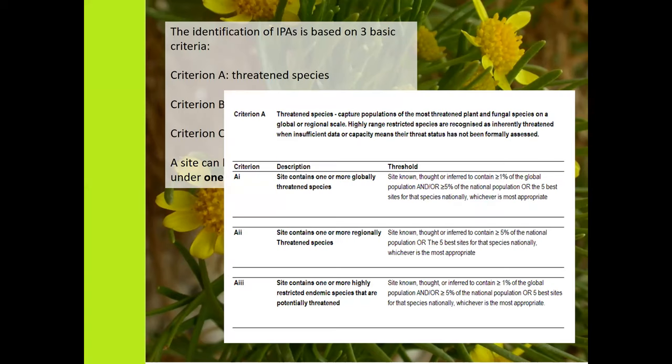But under each of these criteria, there are a number of sub-criteria and threshold levels which provide the detail of how you actually go about assessing if a place qualifies as an IPA. If you're interested in it and you want to find out more, I would highly recommend starting with the Derbyshire paper that I mentioned earlier.